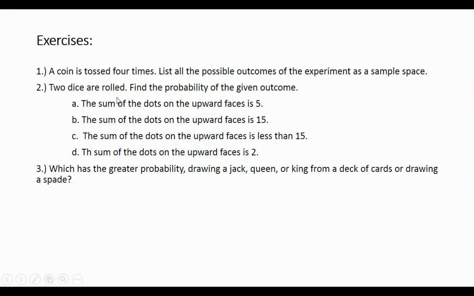Second, we have 2 dice rolled in a row. Find the probability of the given outcomes of the following. A, the sum of dots on the upward faces is 5. B, the sum of the dots on the upward faces is 15. C, the sum of the dots on the upward faces is less than 15. And E, the sum of the dots on the upward face is 2.